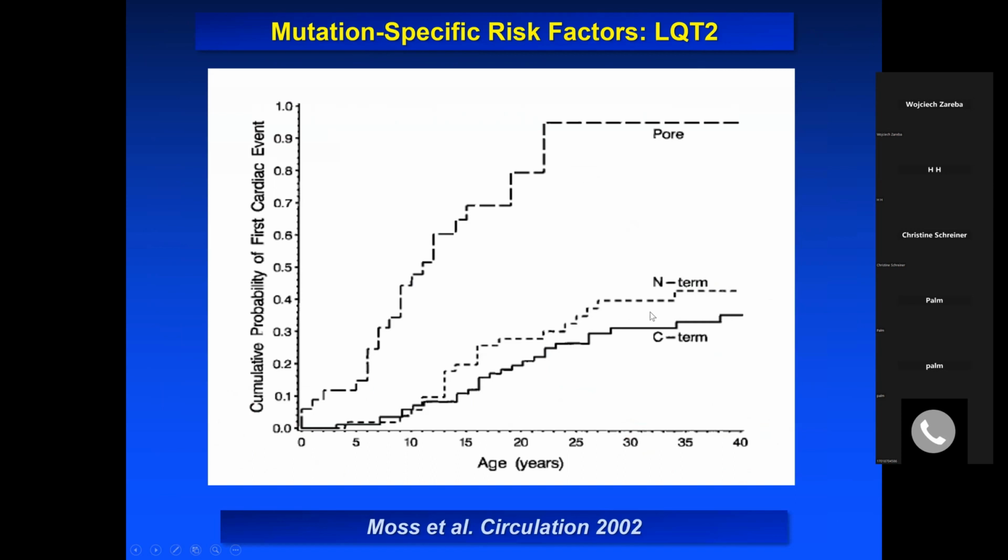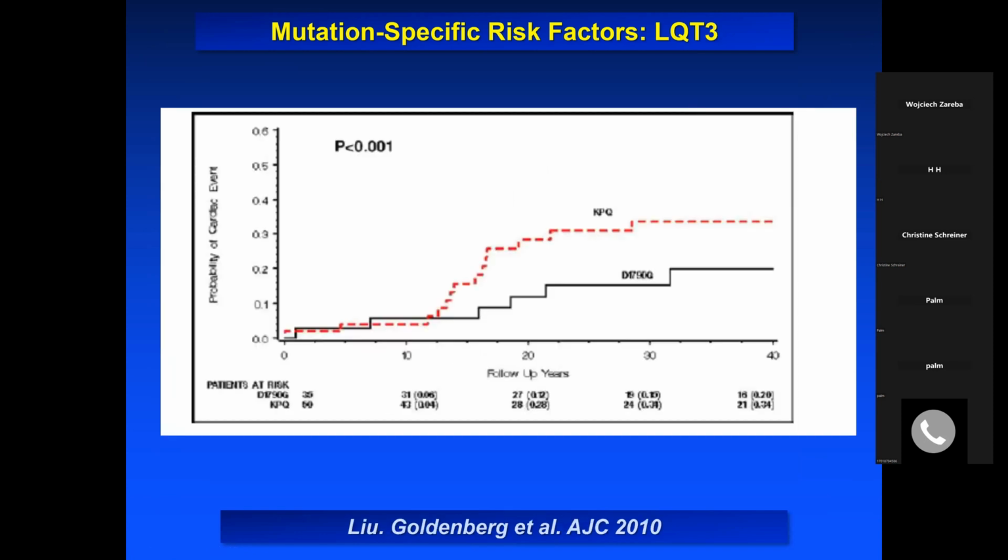And also, we see that in patients with long QT type 2, the highest risk goes for patients who have a pollup mutation. And also in patients with LQT type 3, we see that the highest risk is associated with certain mutations as opposed to other mutations who have a low risk.